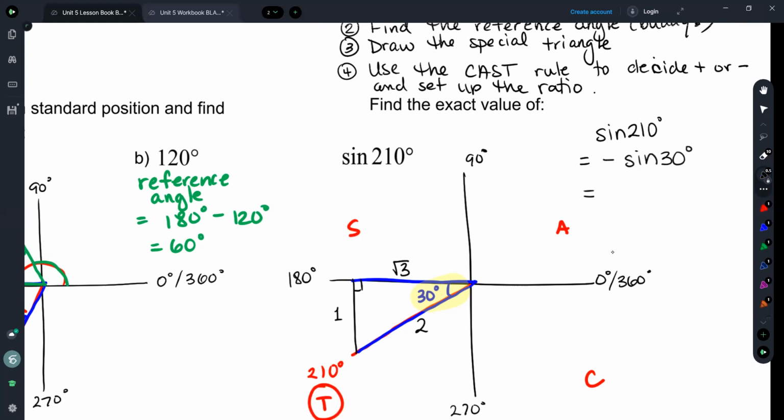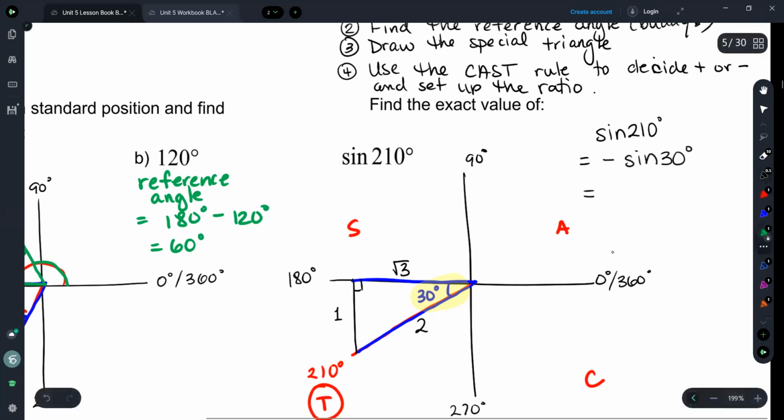Yeah, Marcus? It is, yep, because this is opposite and this is hypotenuse. So we will get -1/2.